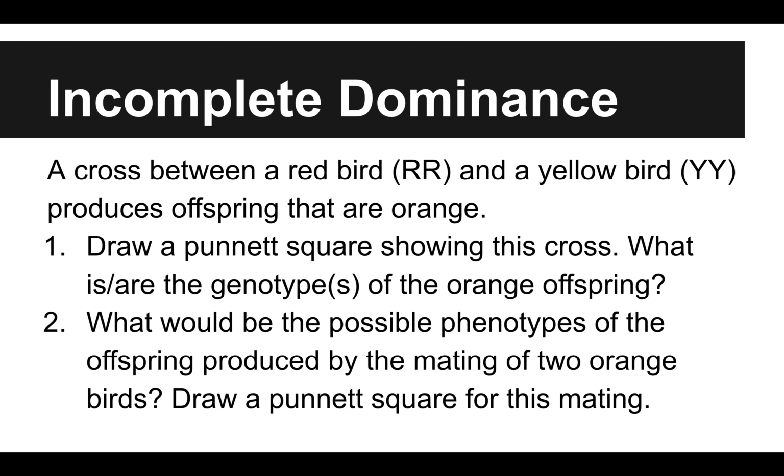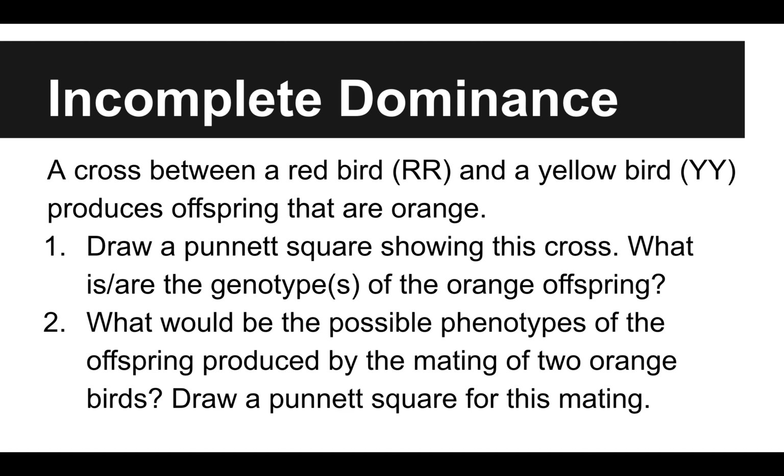So here is the example that we did in class. We have a cross between a red bird and a yellow bird produces offspring that are orange. This is incomplete dominant because we see a blending, sort of like mixing paint colors. So there's not one that is dominant over the other, you get a mix together. The first thing I wanted you to do was draw a Punnett square showing this cross. So what are the genotypes of the orange offspring?